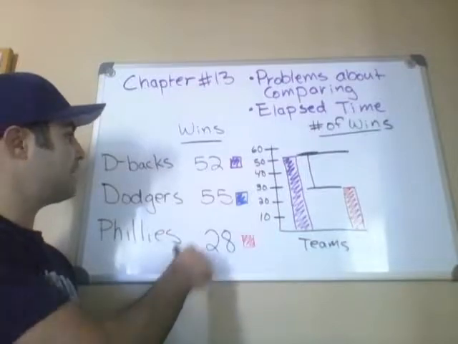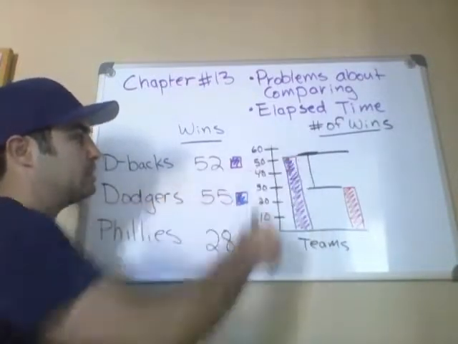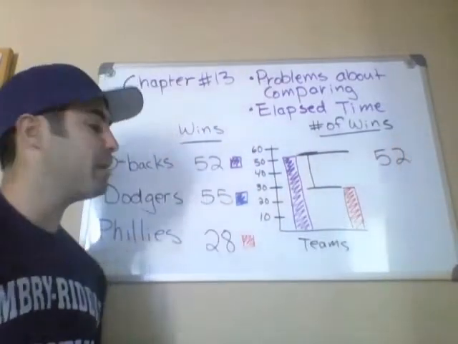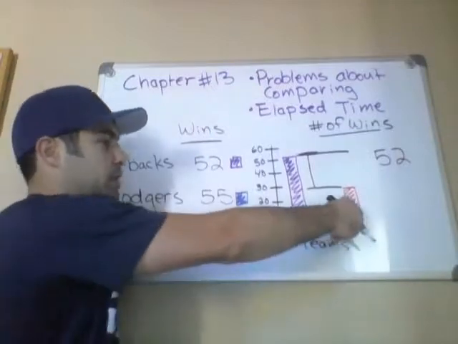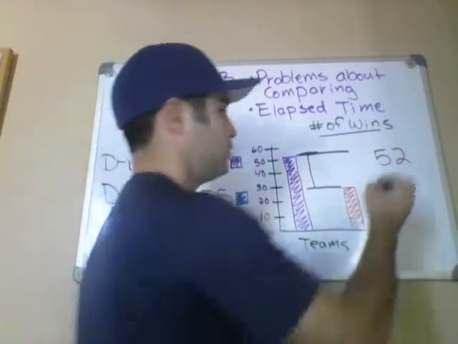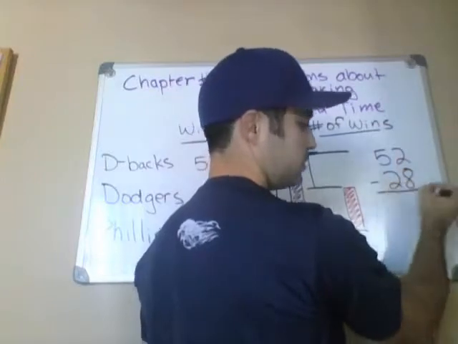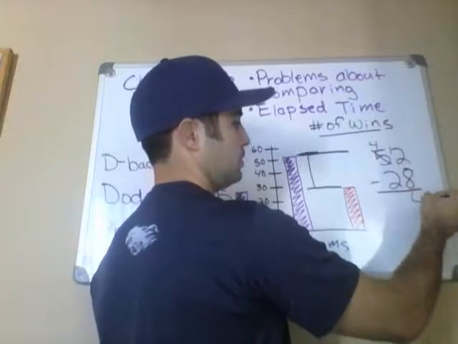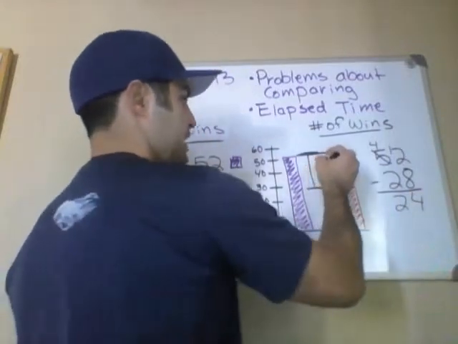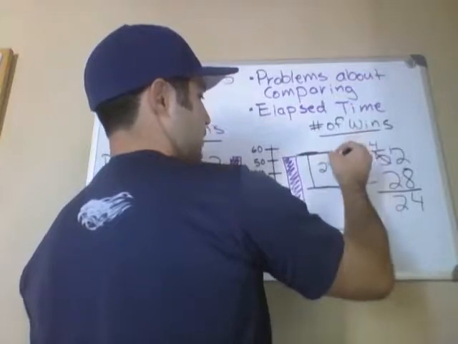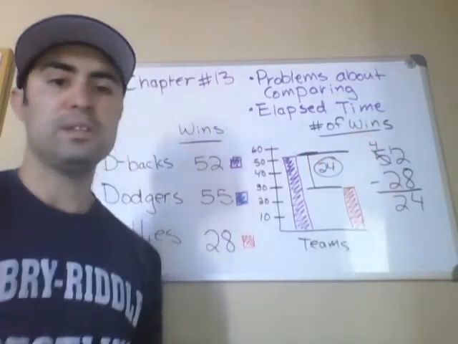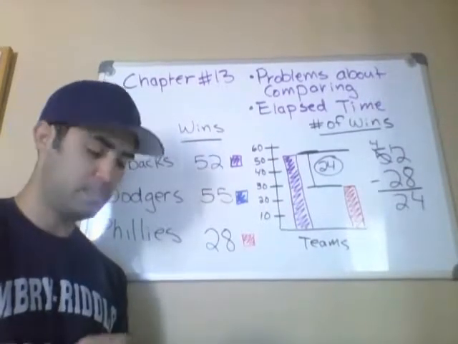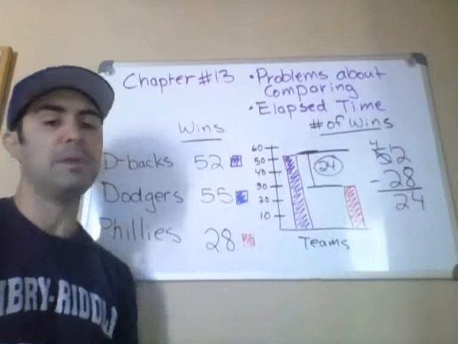Well, you're going to take the Diamondbacks wins, which is 52 wins. And what are you going to subtract from that? Well, we're talking about the Phillies, so how many wins do the Phillies have? 28. So subtract those two. So there's a difference of 24 wins. So the Phillies have to win 24 more games in order to be equal with the Diamondbacks. That's a huge difference in baseball.